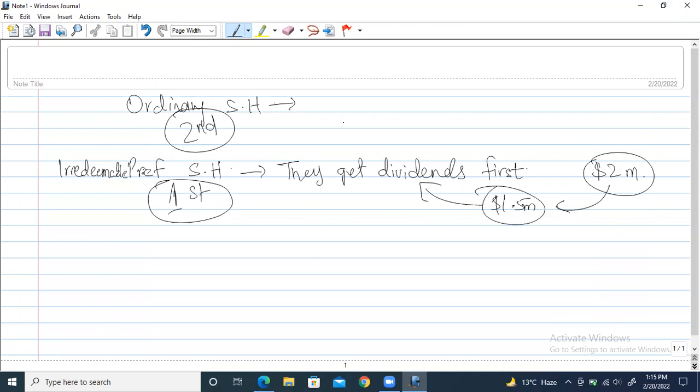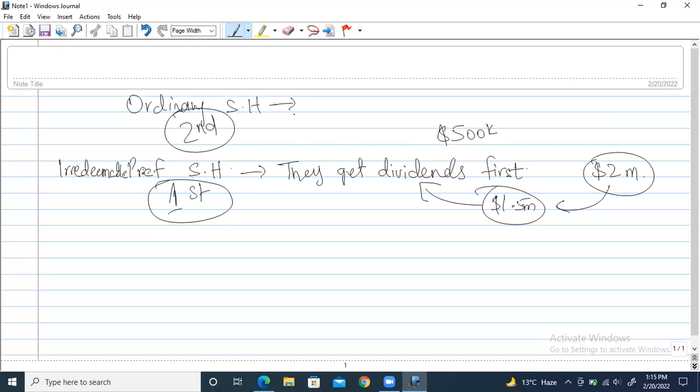So how much is left? That is distributed to the ordinary shareholders, because they have the second priority in getting dividends. Only $500,000 is left. The ordinary shareholders in this case can say they are unfairly treated, because they receive dividends on the last priority. Some ordinary shareholders might not get dividends at all.